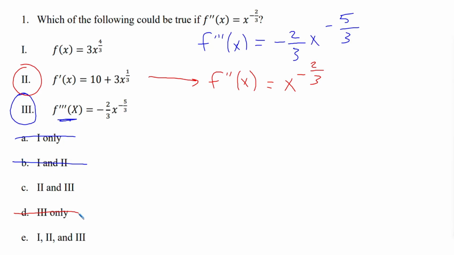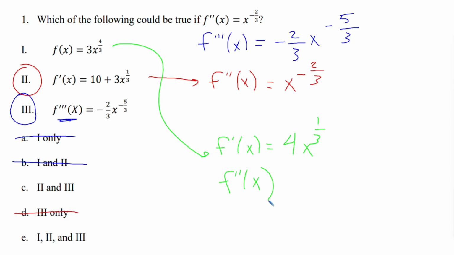Now it's just down to number 1 here. So if we take the first derivative there, we're going to get 3 times 4/3, which would be 12/3 or 4. So 4x to the 1/3. And we can immediately see that when we take its derivative, it's not going to give us x to the negative 2/3, because 3x to the 1/3 did. But we can see that this is 4/3 x to the negative 2/3, which tells us that number 1 is not true. So we can eliminate choice E, and our final answer should be choice C.